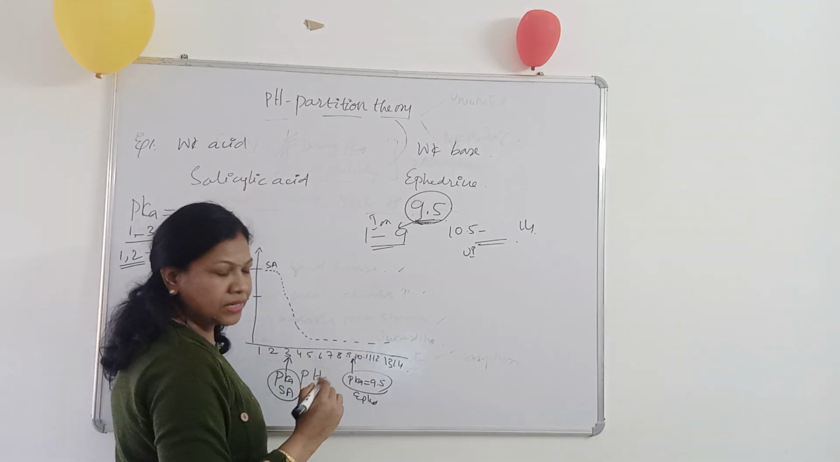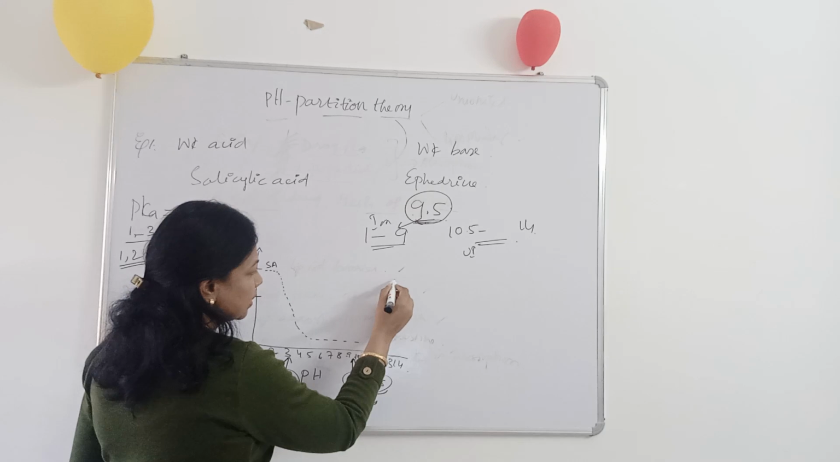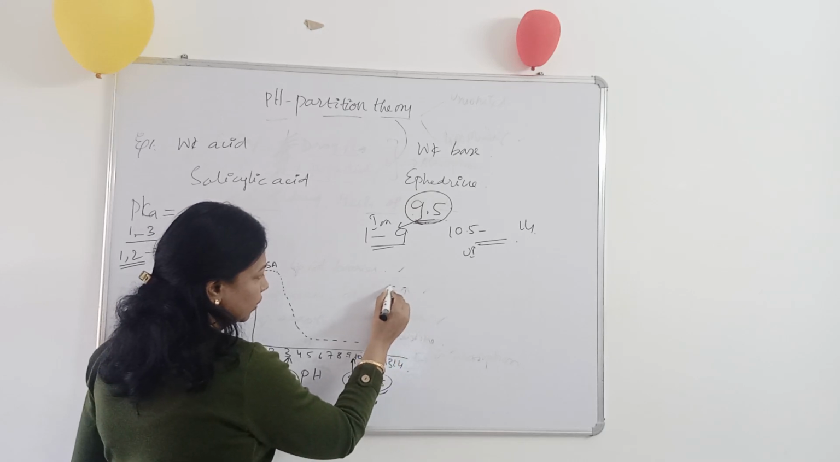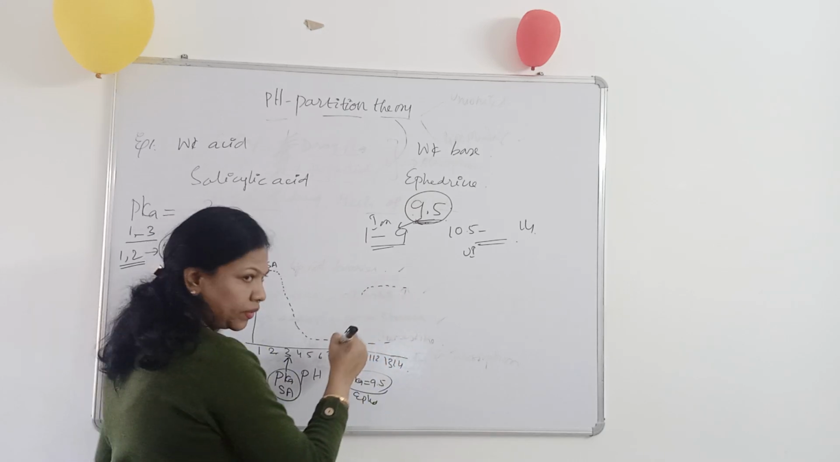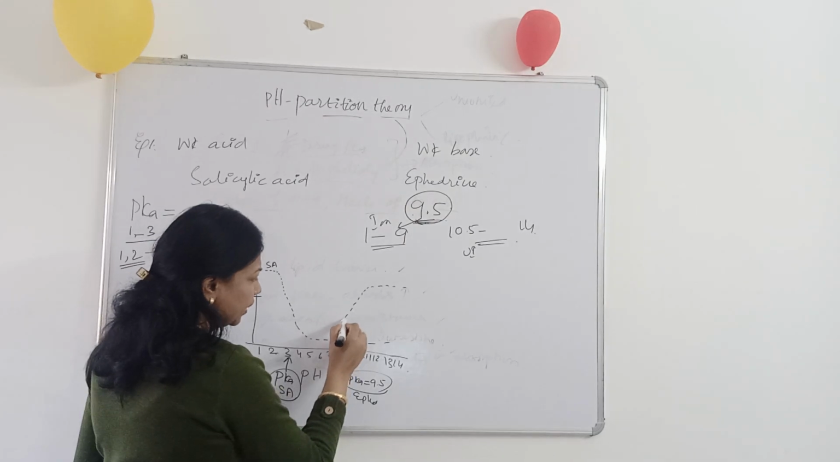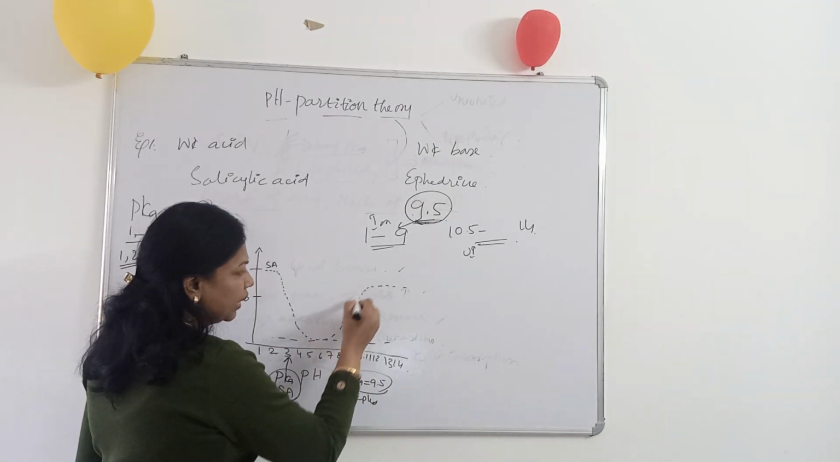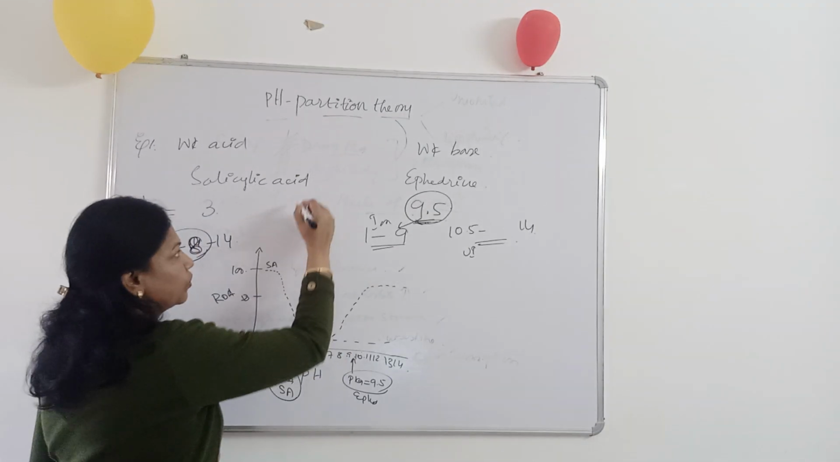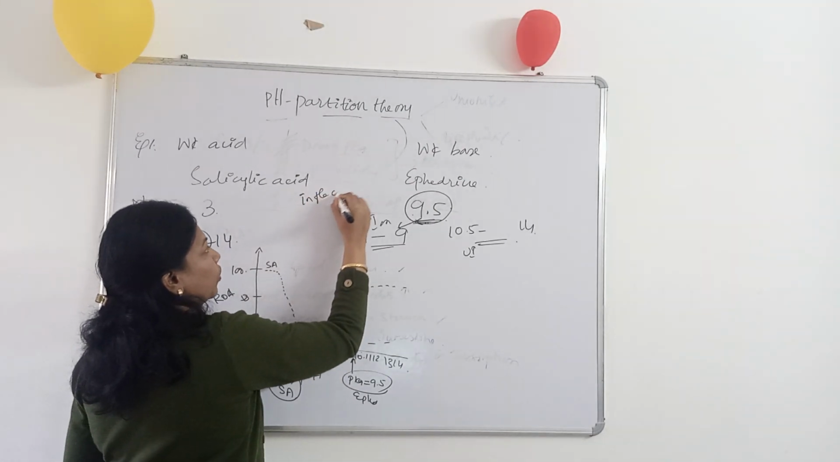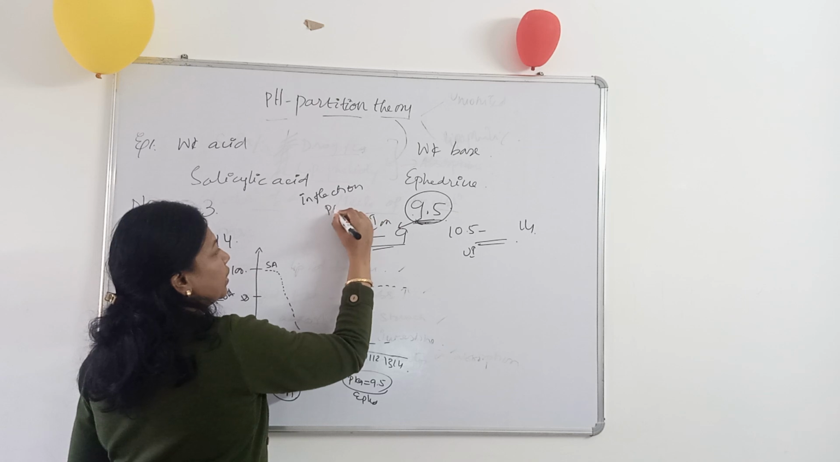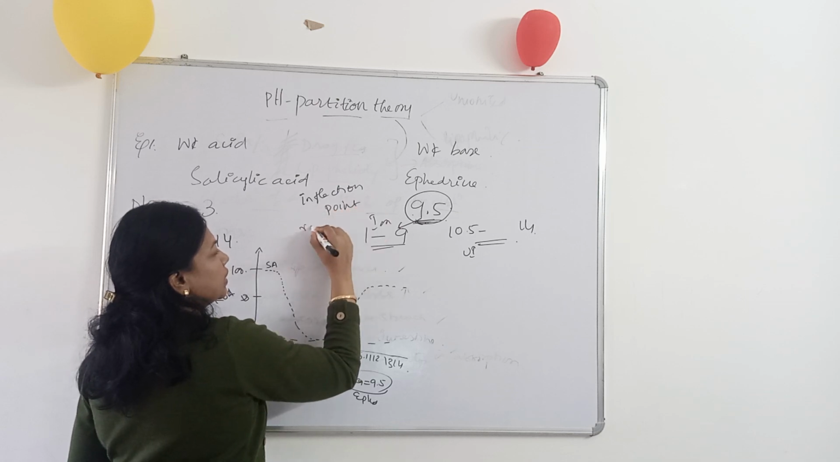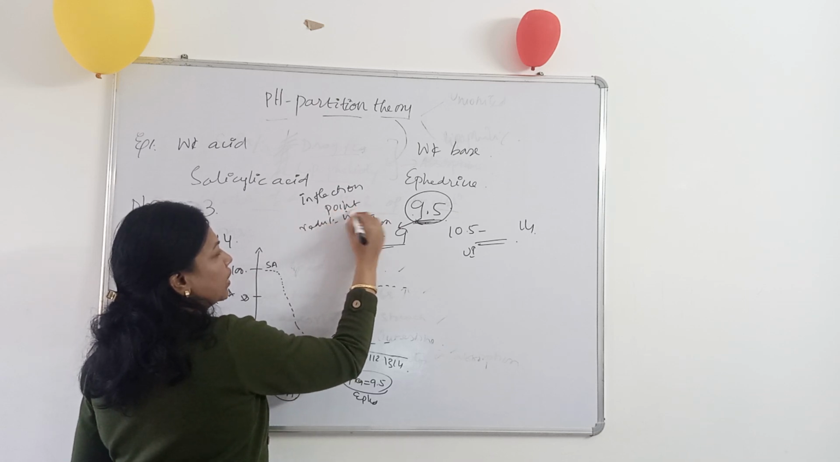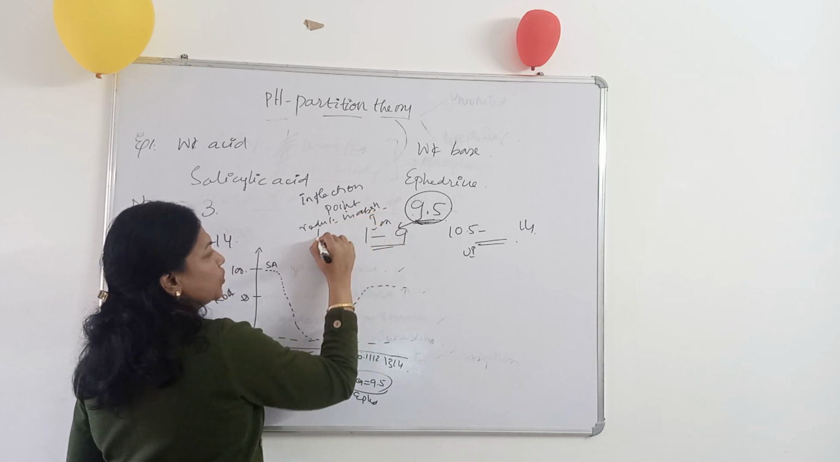So at pH 9.5, the drug's absorption rate should be reduced. So the inflection point, that is the dip in the curve, is known as the inflection point. Inflection point is nothing but the reduction in the absorption. Why is the reduction in absorption observed in theory?